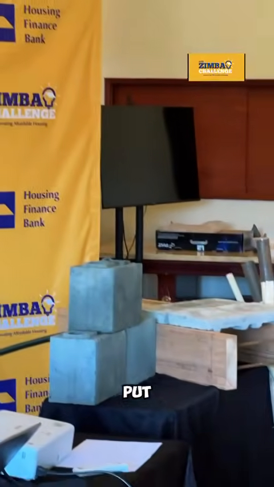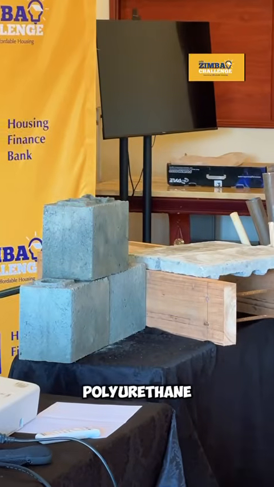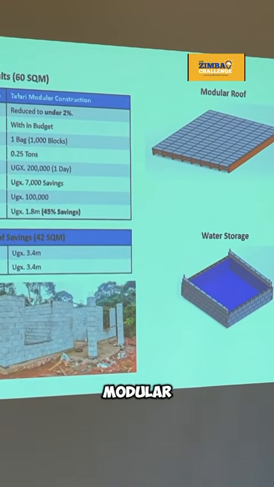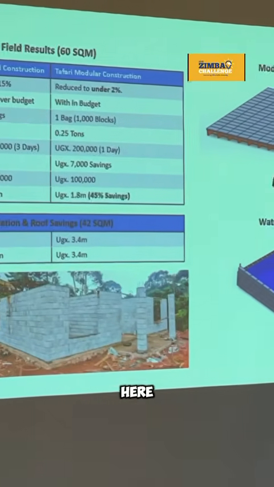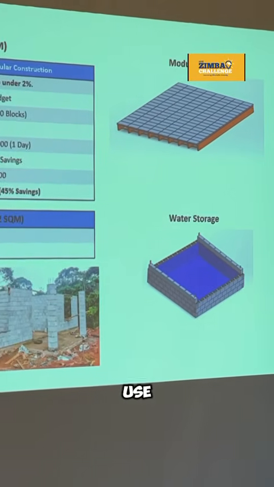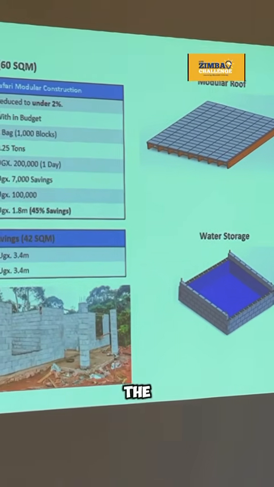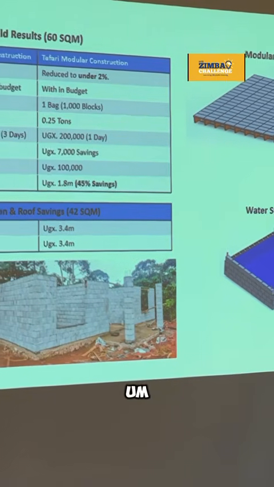We put in a water storage tank that is made of polyethylene. And then we have the modular roof, which is the same as having a modular floor. Our floors are modular, just like the roof. You see these here? Those are what you see here. We use iron bars to create compression on the concrete so that it does not collapse and holds more weight.